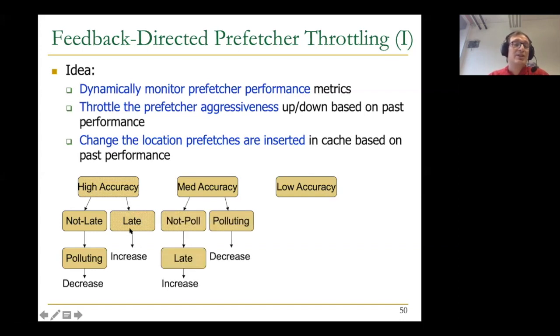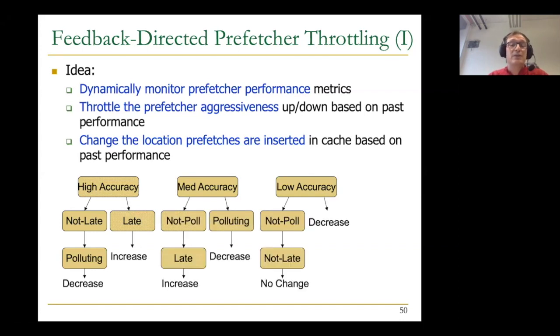Okay. And then you can actually look at these things. Let me look at this one. If you're low accuracy but not polluting and not late, we don't change it basically. If you're low accuracy otherwise, meaning polluting or late, then we decrease the aggressiveness even more because you're not accurate. In this case, we don't take into account coverage because we didn't find a good way of taking into account coverage, but a later work that builds on this work takes into account coverage as well. But you can look at those works.